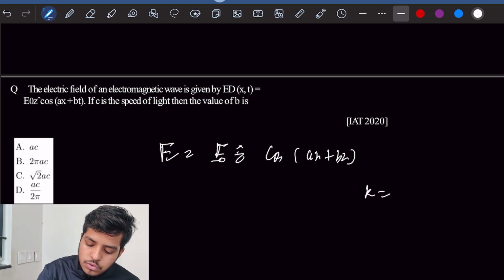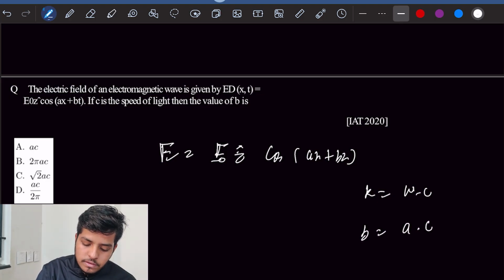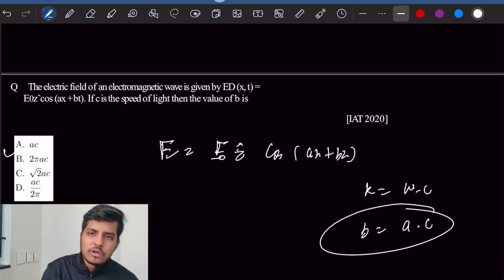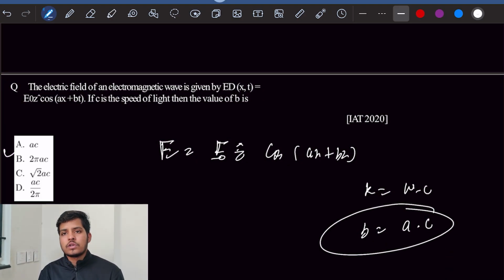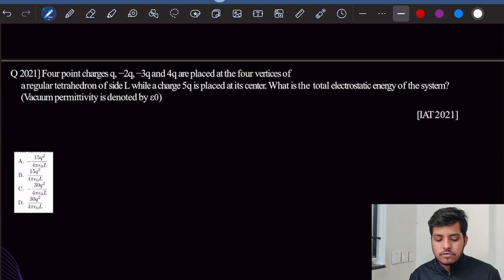k equals omega into c. So b equals a into c. We have to find the value of b equals ac. c is the speed of light, so a will be your correct answer. It was a very easy question based on the formula because we know that k equals omega c. Let's move to the next question.